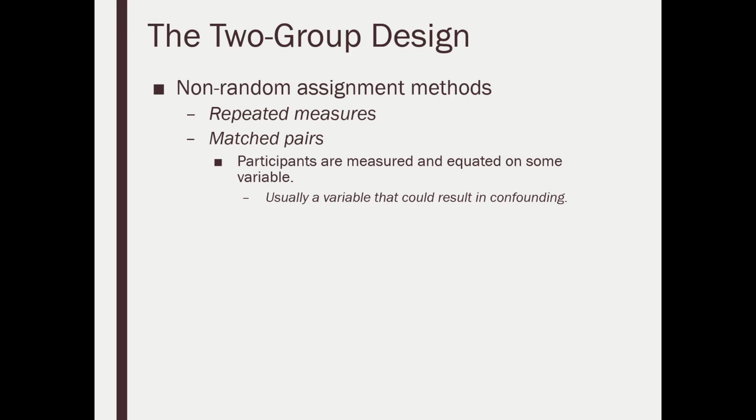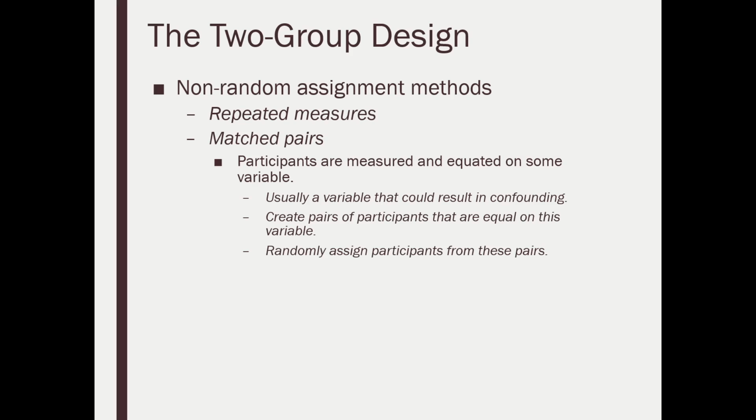So it could be age or sex or experience or anything that the participant brings with them that could cause them to perform differently on the dependent variable would be something that we might want to measure them on and equate them on. So we measure them, we find participants who are equal on that variable, and we put them into pairs. So we try and find, let's say maybe we think sex is going to be an important variable. So we may put people into pairs based on sex. We have pairs of women, pairs of men, pairs of women, pairs of men, if we think sex is going to be that important variable.